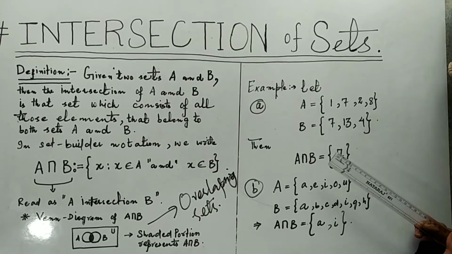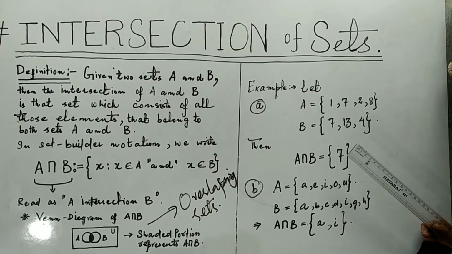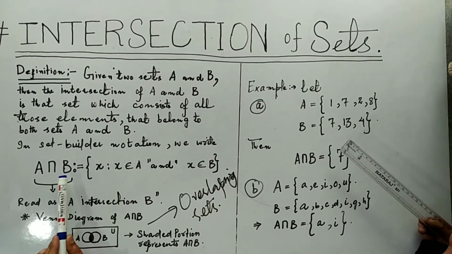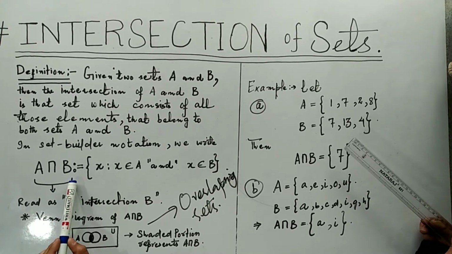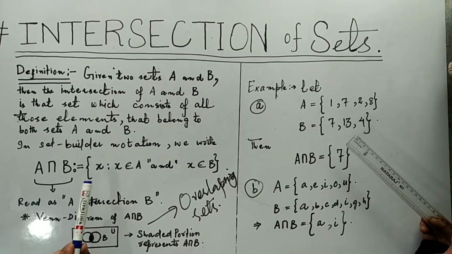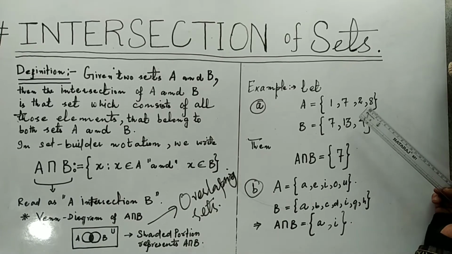Obviously, I will take the help of the definition of intersection of two sets. Now, let's recall the definition. It says that if I have two sets A and B, then their intersection is defined as that set which consists of those elements which belong to both of the given sets A and B. So, if I apply this definition to this particular example, let's see what we will get.